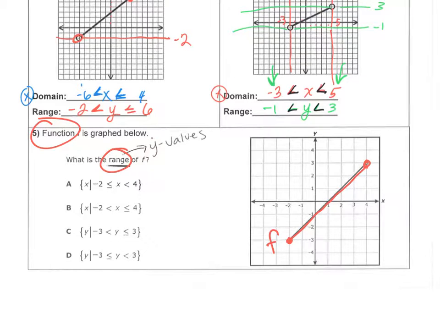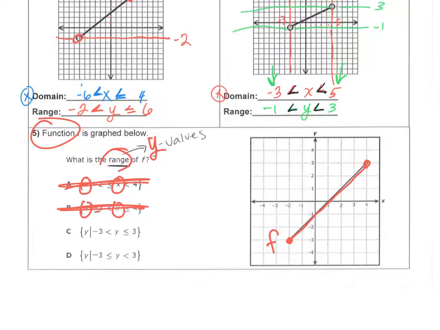Well, range is y values. So that means my answers would be A and B. Do you see why those are my answers? Look at what it's dealing with. Do you see that it's dealing with x's? Well, x's is domain, and they've told us to do the range, so it can't be A or B. It has to be C or D. So whenever you're dealing with multiple choice, I want you to make sure that you're eliminating your answers first.